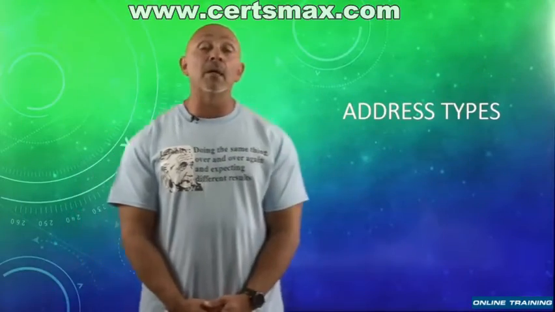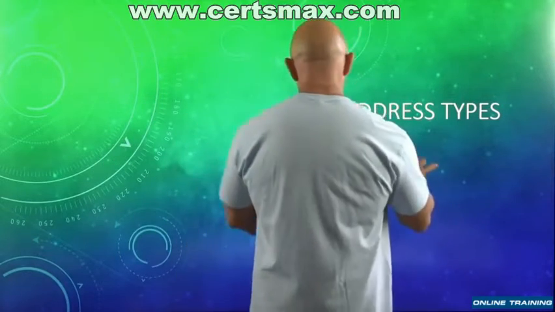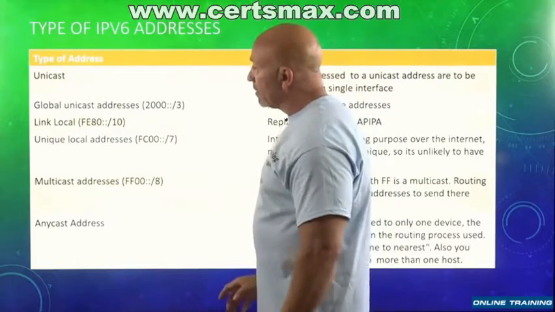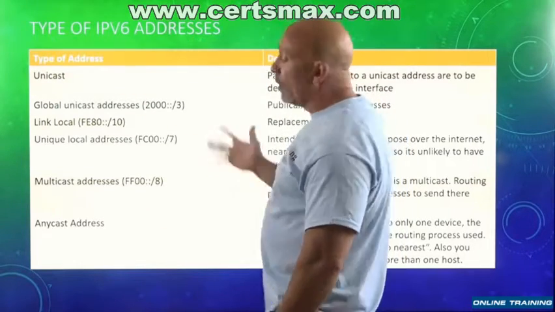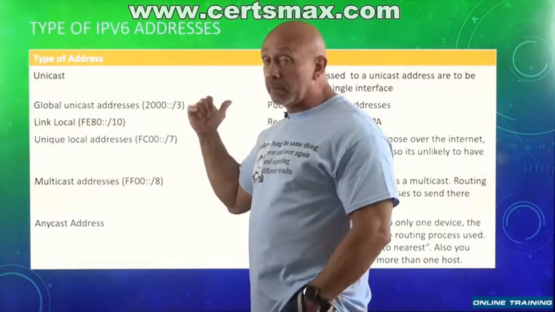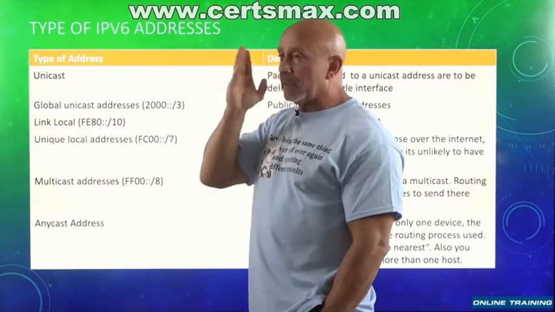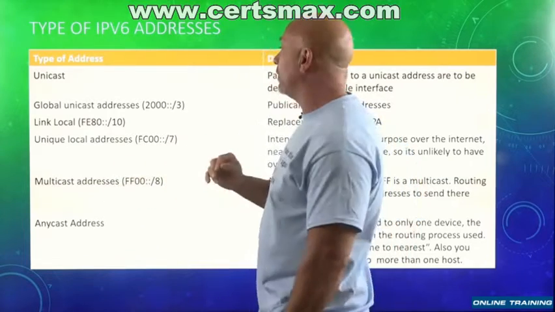Alrighty, now we're going to take a look at types of addresses within IPv6. We have a little table here to help us. So we have the Unicast address, and we know what Unicast addresses are, but we really need to read the definition. It's going to a particular individual. The packet is directly being sent to one end device.